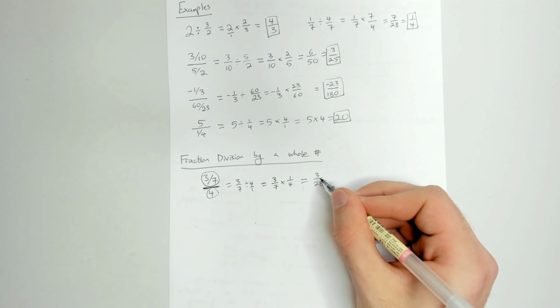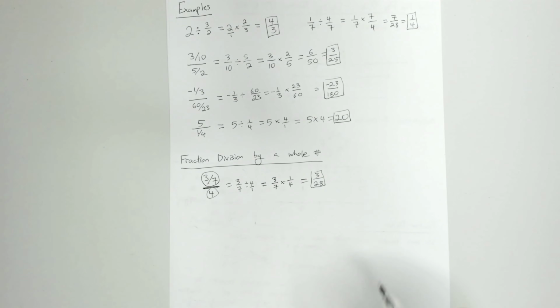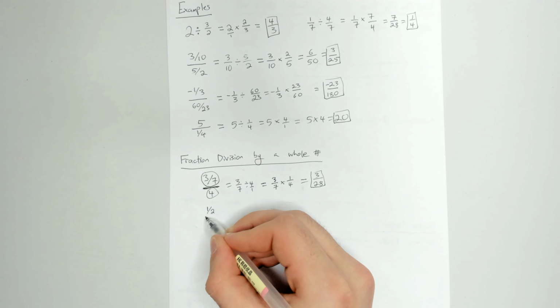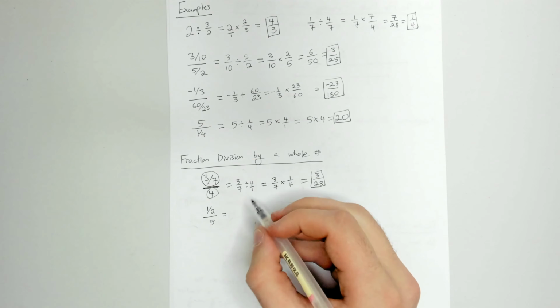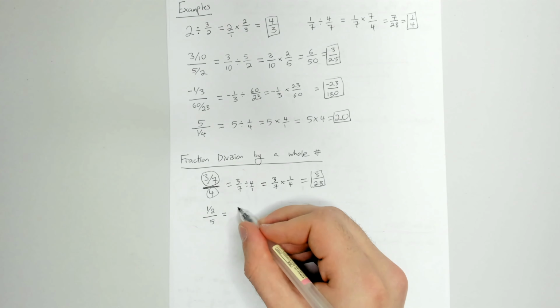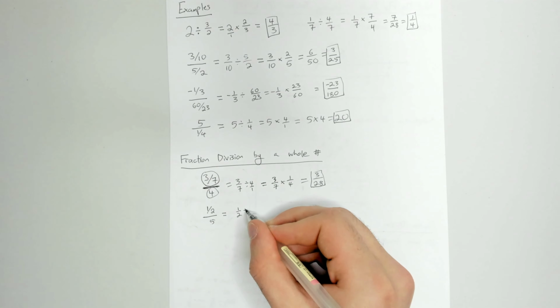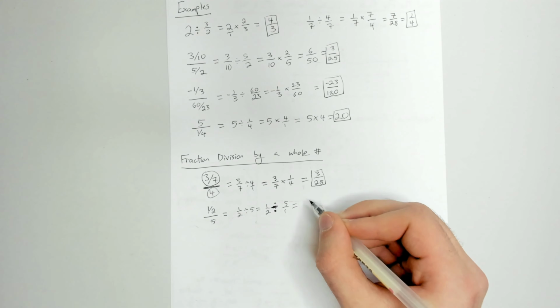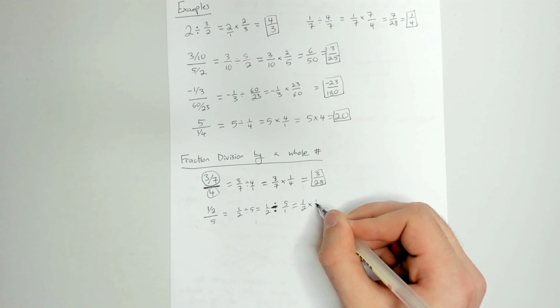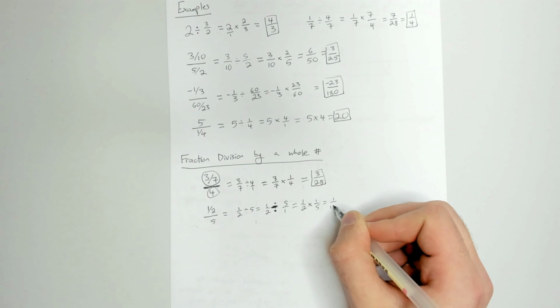We get 3 over 28, and that is our answer. Let's try another example. What's a half over 5? Well, a half over 5, that's the same thing as just a half divided by 5, but that's the same thing as a half divided by 5 over 1, which is the same thing as a half multiplied by the reciprocal, which is a fifth, and we get a tenth.